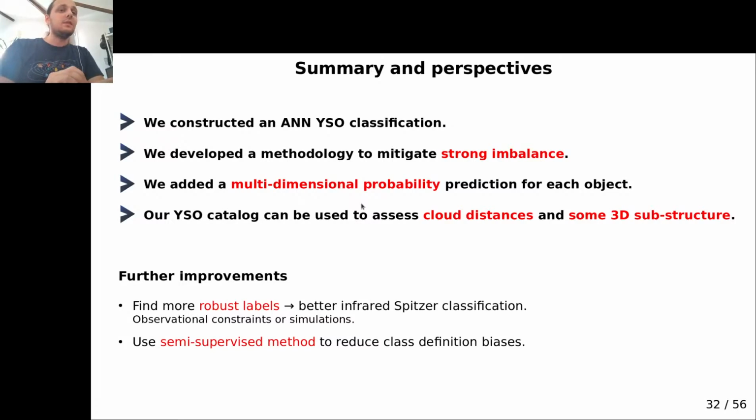And obviously there is a lot to be improved in our approach. One thing that we want to try is to find more robust labels. This would allow us to completely get rid of the Gutermuth classification to define our training data set. For example, we could use other observational constraints or simulated WISOs, and it would allow us to construct certainly a better infrared Spitzer classification. And one other thing we want to investigate for this study is to use more advanced machine learning methods, especially semi-supervised methods, in order to reduce the bias that can exist in the class definition.